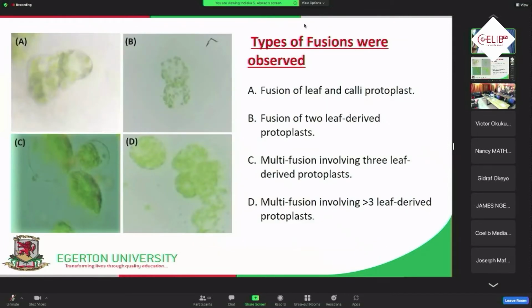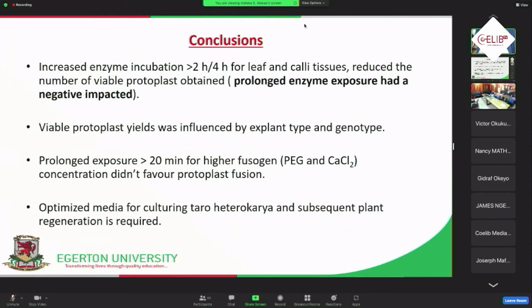We observed quite a number of phenotypes, if you like, in quotes. We had some cells, 2 cells fusing, from the leaf and also from the callus. We also had leaf to leaf and all that. So we got quite a number of fusions, either binary or multiple fusions, that we observed. And in the end, we realized that when you incubate enzymes, especially when producing the protoplast, the longer you incubate them, the fewer viable protoplasts you get.